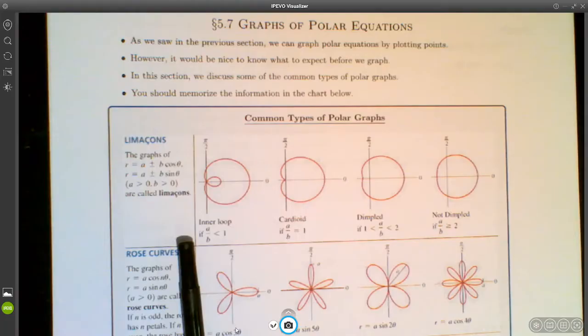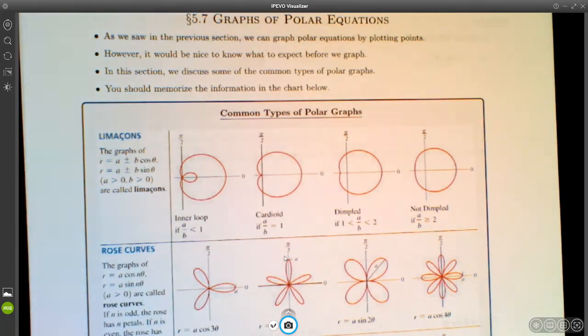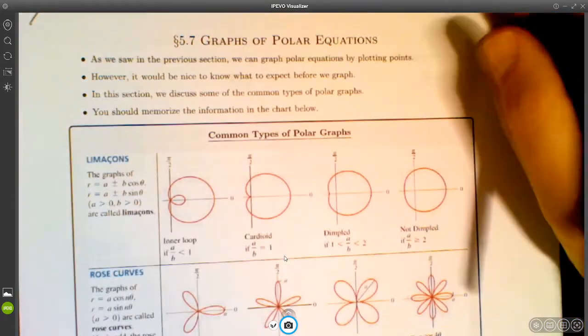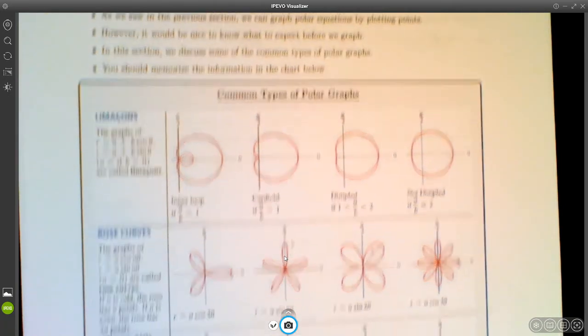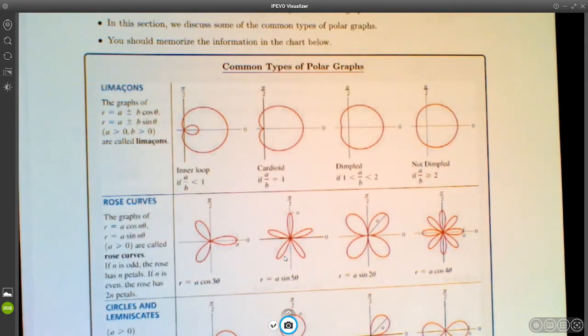All right, so we're going to finish up our discussion in Chapter 5 with a discussion about graphs of polar equations. So in the last section we talked about polar coordinates, and we graphed a couple of equations just by plotting some points, but I want to change our perspective a little bit in 5.7 and maybe develop our intuition a little bit in terms of what kinds of graphs we can expect from what kinds of equations.